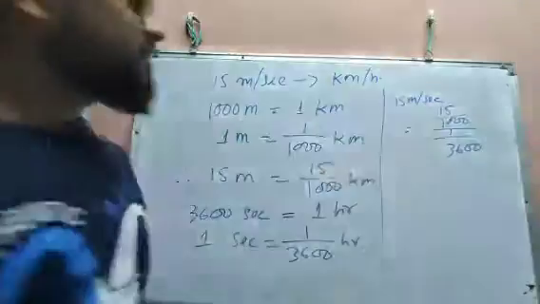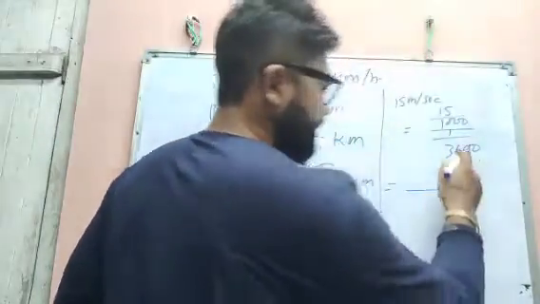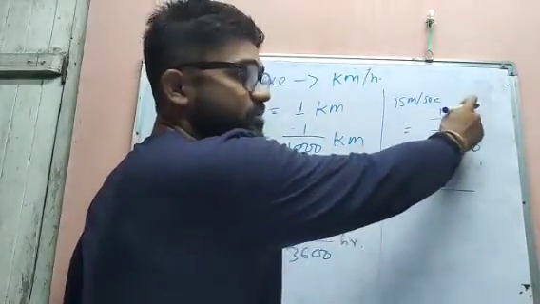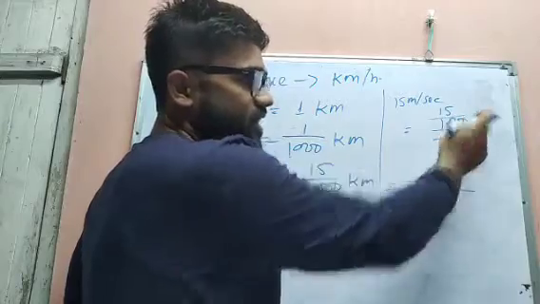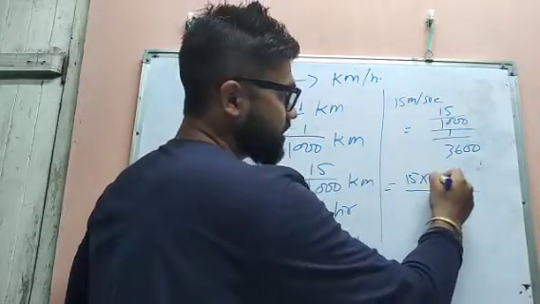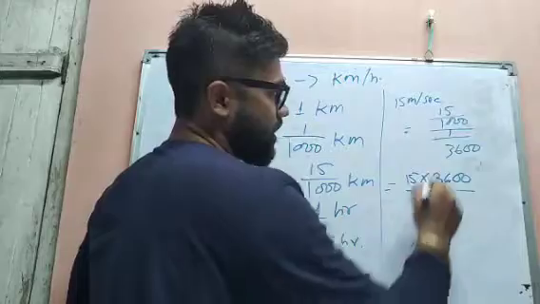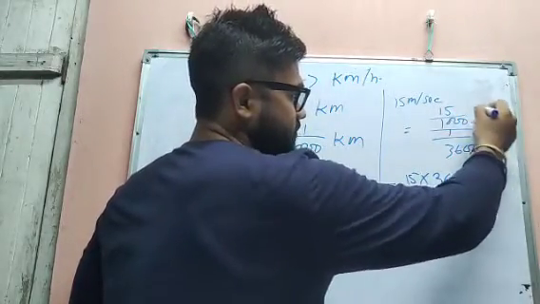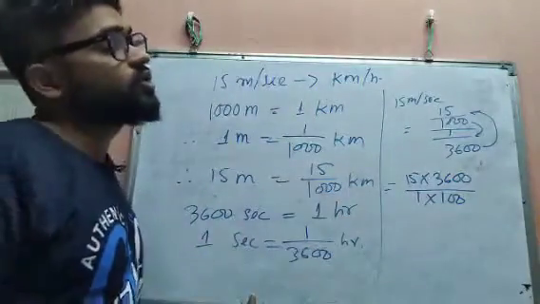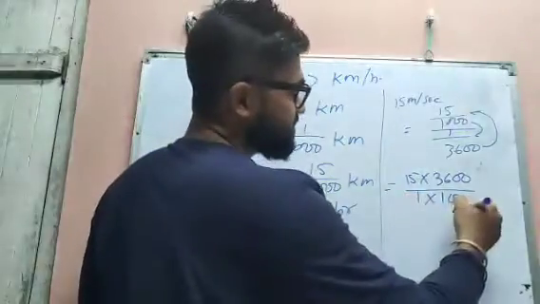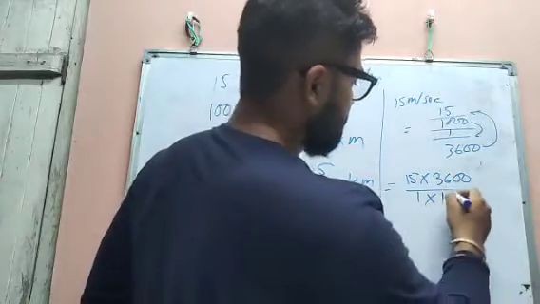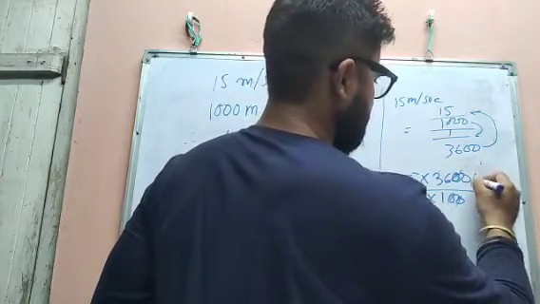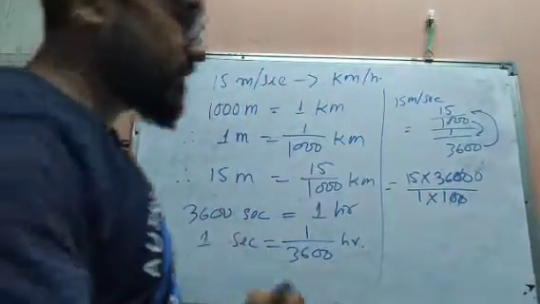When we divide by a fraction, the denominator will become the numerator and the numerator will become the denominator. That means 15 into 3600 and here 1 into 1000. This comes to the downside and this goes to the upside. Okay, it is the rule for division. Then simply, 3600 and this one.